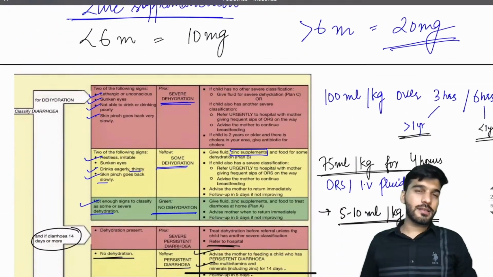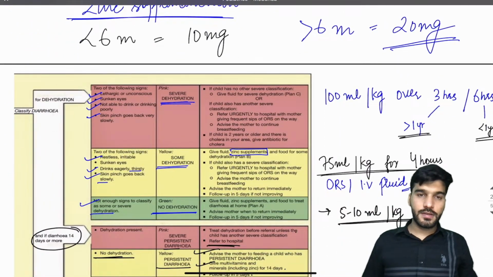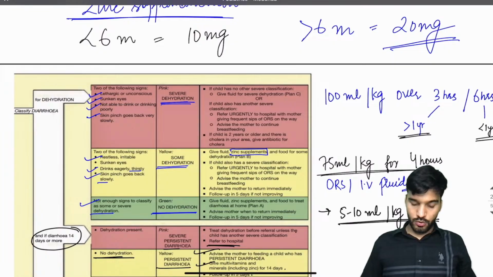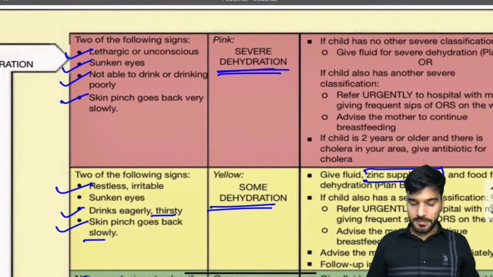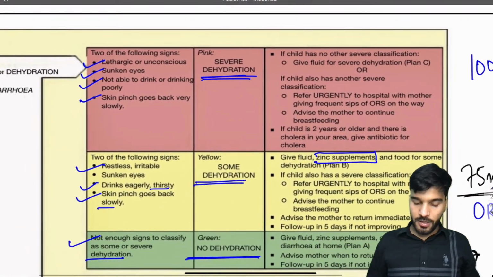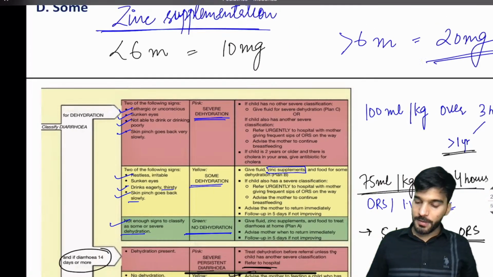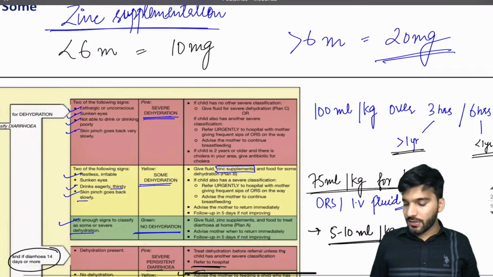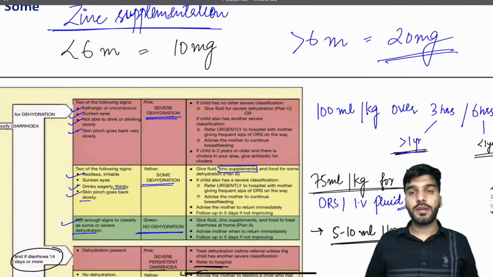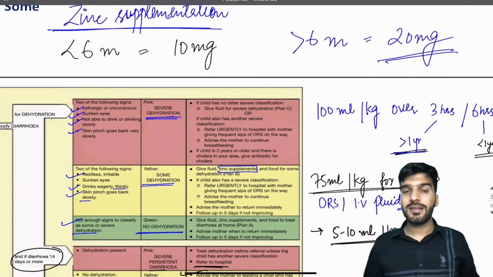Then we discuss about the dehydration: severe, some and no dehydration depending upon the symptoms. Look out for these symptoms, okay, whether the baby is thirsty or baby is not able to drink. 100 ml per kg over 3 hours to 6 hours depending upon the age: more than 1 year 3 hours, or less than 1 year 6 hours.